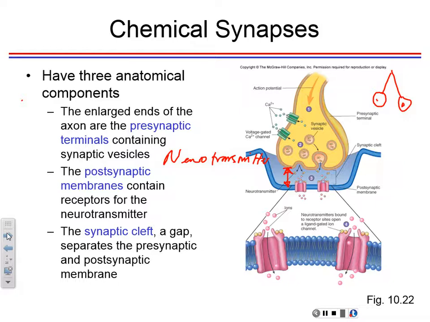Does every terminal have the multiple receptors for each of the different, or is some of them specified?